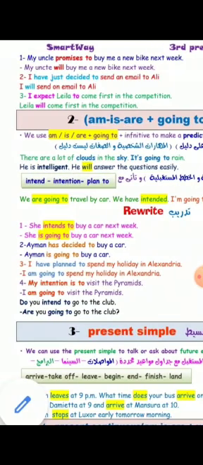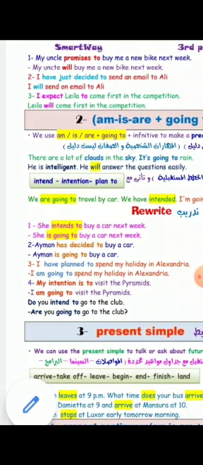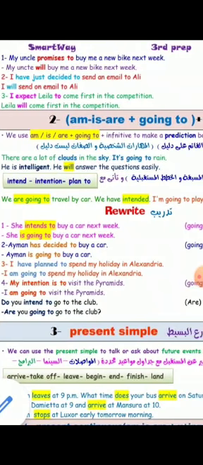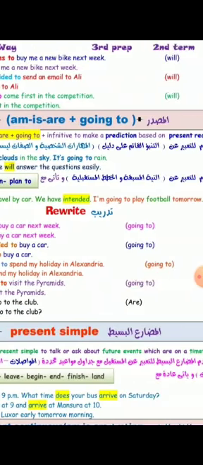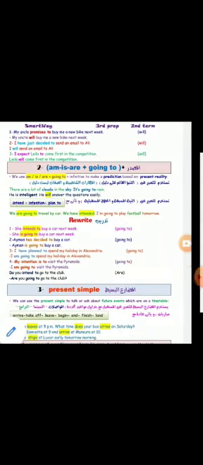Okay, when does the plane take off? It's wrong when I say, when is the plane going to take off? This is wrong because here I'm talking about timetables. This factory opens at 10. This factory opens at 10 tomorrow.